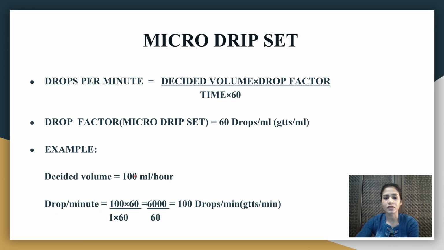So the decided volume is 100 into my drop factor 60. So 60 divided by time. Within 1 hour 100 ml has to go. So 1 into again minutes, 60. So 100 into 60, 6000 divided by 1 into 60, 60 is equal to 100 drops per minute. Here there is no decimal or nothing, so no need to round up the values. Already I got 100, so I can keep 100 drops per minute in the micro drip set.